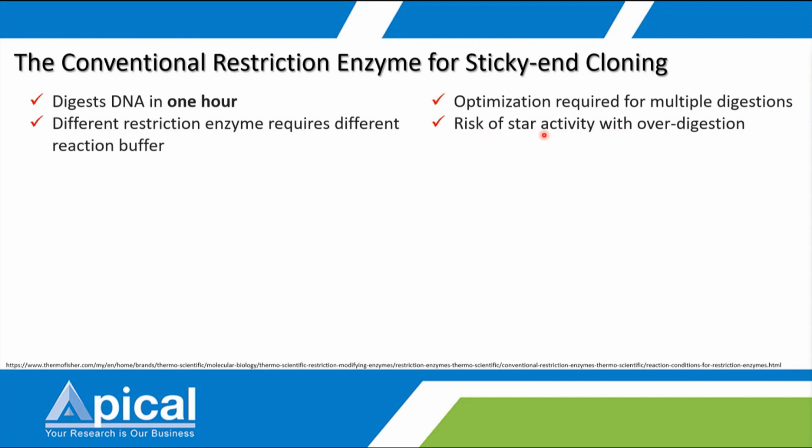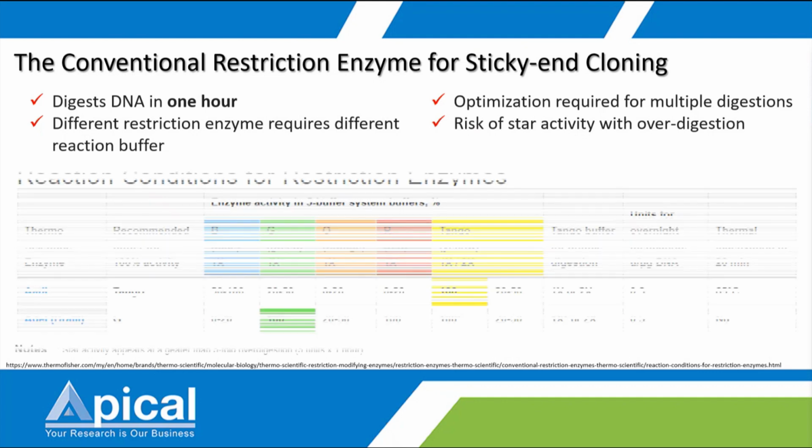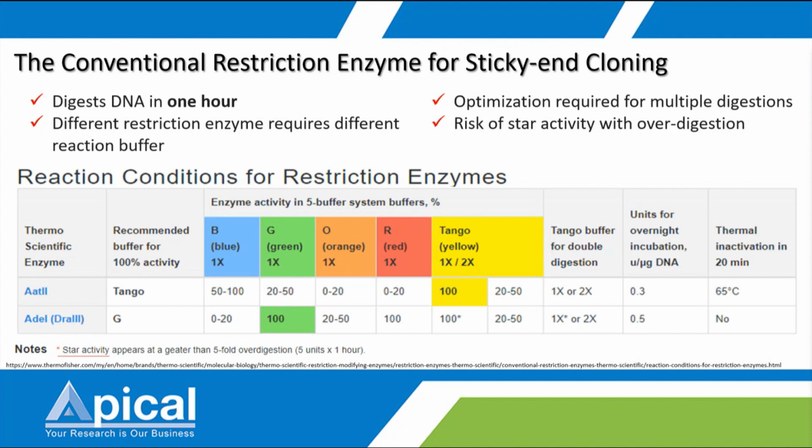Then it will have possible star activity. Okay, so for example here, if you're going to use the AAT3 and ADE1 for your study, refer to this table. So you can find that the AT2 has 100% activity in this Tango buffer, while the ADE1 has 100% activity in the green buffer.